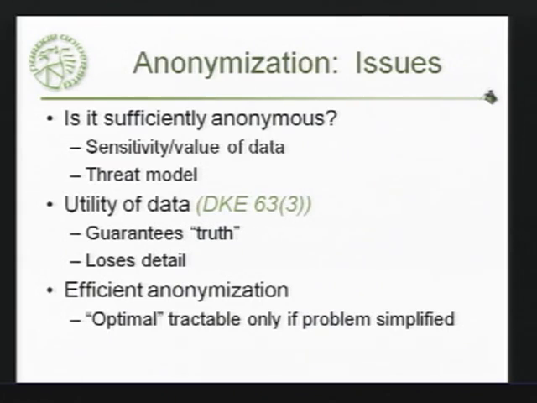And the third problem is efficiency. How do we do this efficiently? It turns out that for the general problem, even anonymization is NP-hard, unless you place some fairly strong restrictions on how you can anonymize.